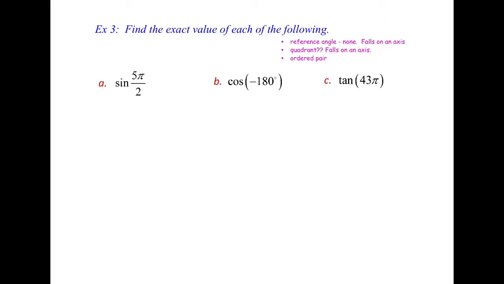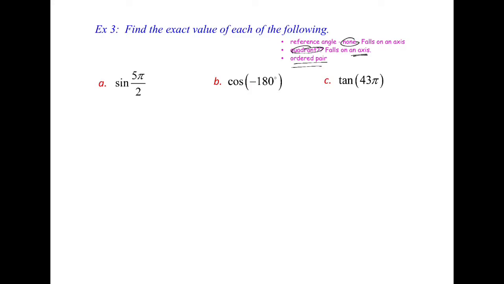Find the exact value of each of the following. Now when you pay attention, reference angle, there's none. It doesn't fall on a reference angle. It falls on an axis. Quadrant, no quadrant. Once again, it falls on an axis. And so really what we want to focus on is what's that ordered pair to help us answer this question.